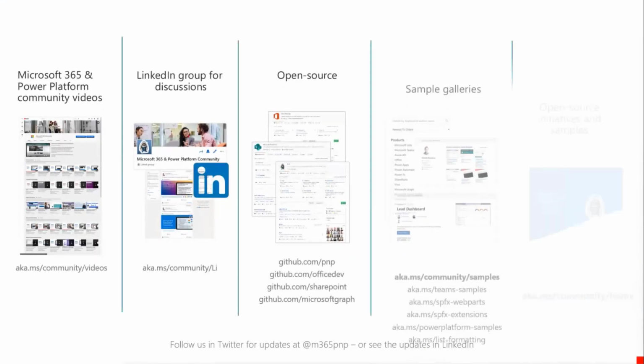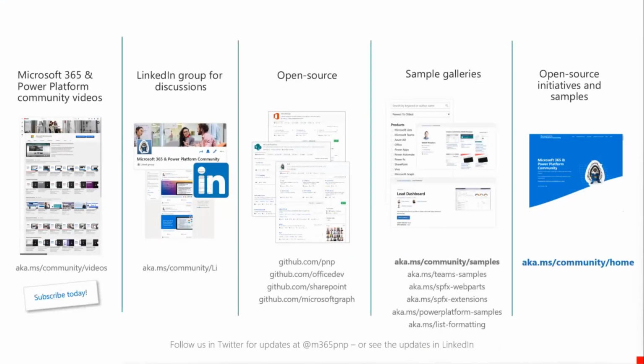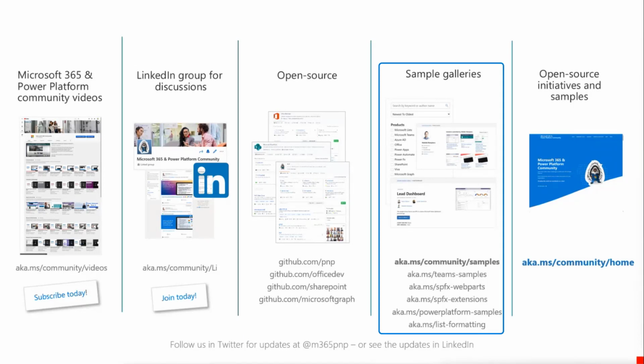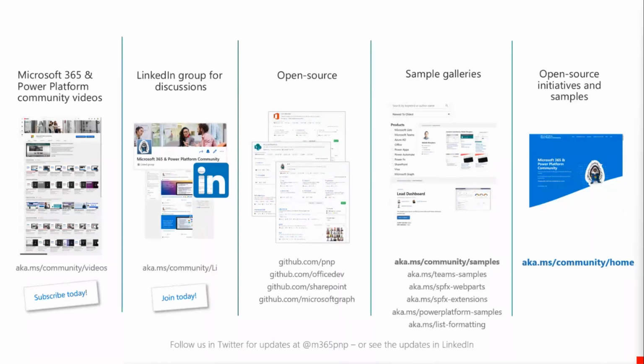But first, let's talk about some resources. You want to take advantage of all these tools and resources that are available to you because it is going to make your life easier. Together we are stronger, and with all these resources, you can be stronger too. There's a number of videos. There's a LinkedIn discussion group. We've got all these open source tools for you to take advantage of. And we also have those galleries. We're going to see all those samples that are available to you. And then we are also able to give you a one-stop shop. You don't have to remember all these URLs. Nope, just got to remember one. Go to aka.ms/community/home and you'll get access to all of our community resources that are available.